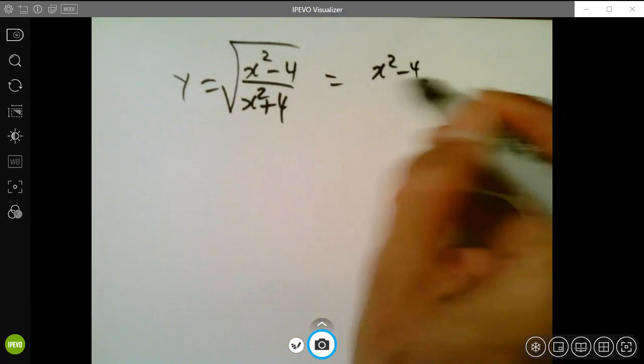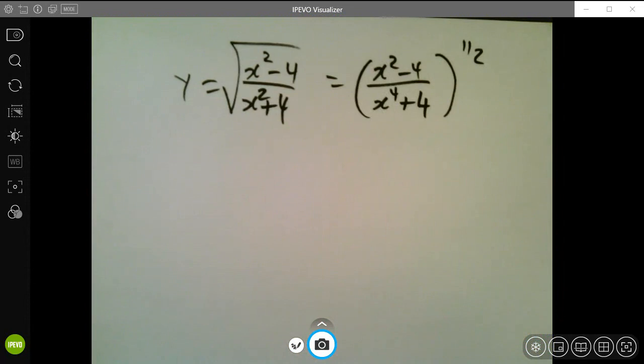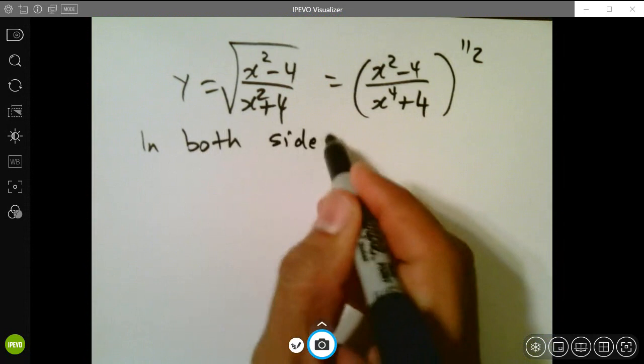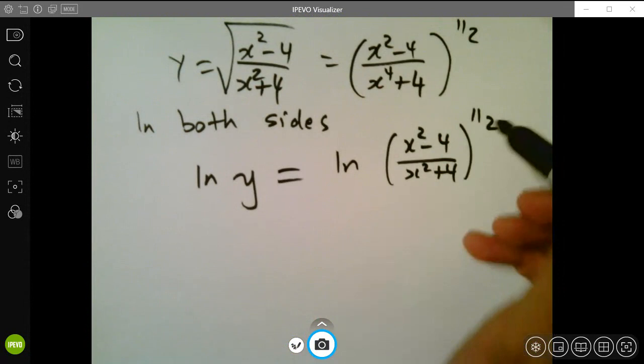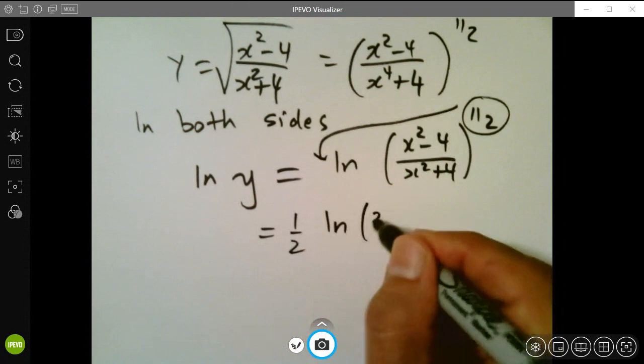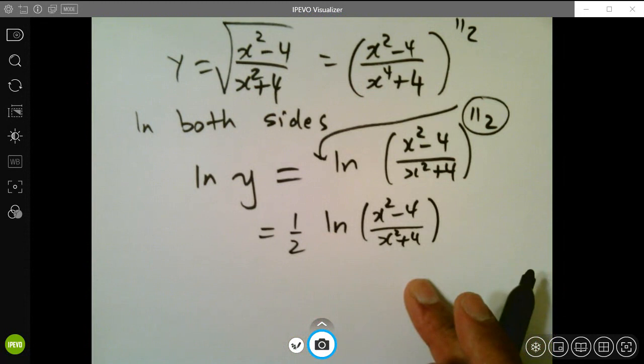You can do it like this, okay? Now what we do, we take ln of both sides. So ln y is ln of the square root of x squared minus 4 over x squared plus 4, to the power 1/2. And what happened, this 1/2 goes here, by the properties of logarithm. Now you do the quotient rule: ln of a minus ln of b.